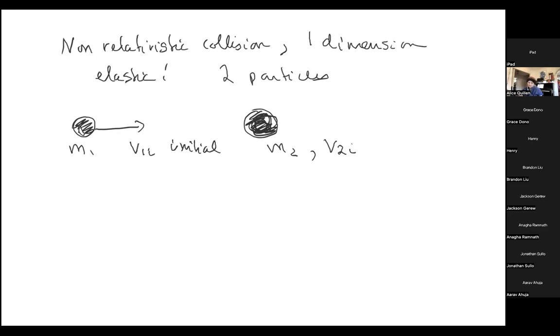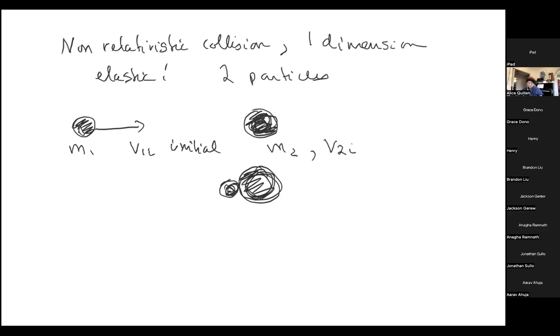Then they hit. If it's not moving, let's put it here so it's not moving. They hit. And then, when they hit, there are internal forces, right? So that means the center of mass velocity doesn't change. From these initial conditions, I can figure out what the center of mass velocity is, and it should be the same after the collision because of internal forces, right? So then afterwards, things will bounce back.